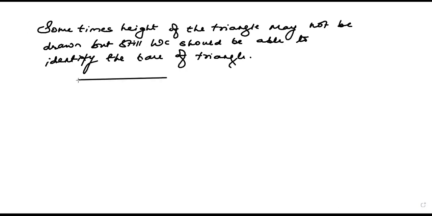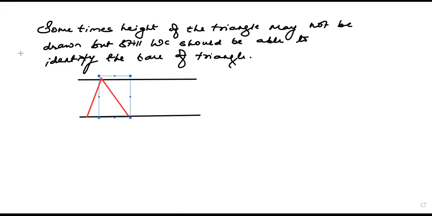The first one, the triangles between the same two parallel lines. Suppose there are two parallel lines. This green triangle, this red triangle is between these parallel lines. Why is it said to be between the parallel lines? Please understand this language also in geometry. When the vertex of the triangle lies on one of the parallel lines and the opposite side lies on the other parallel line, then we call that triangle a triangle between the two parallel lines. So can you see this red triangle? It is a triangle between the two parallel lines.